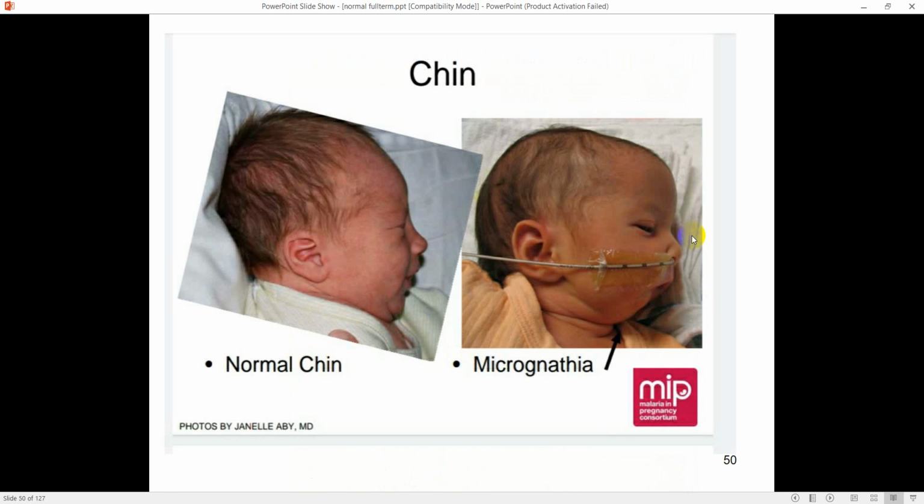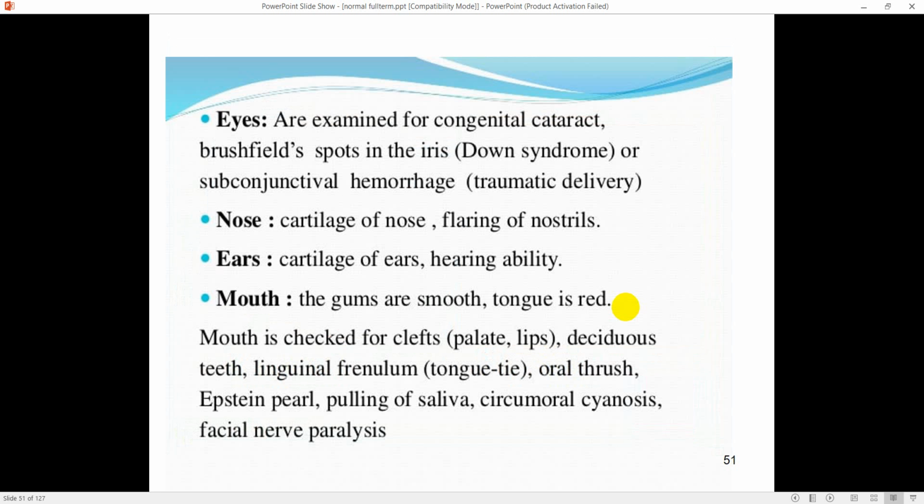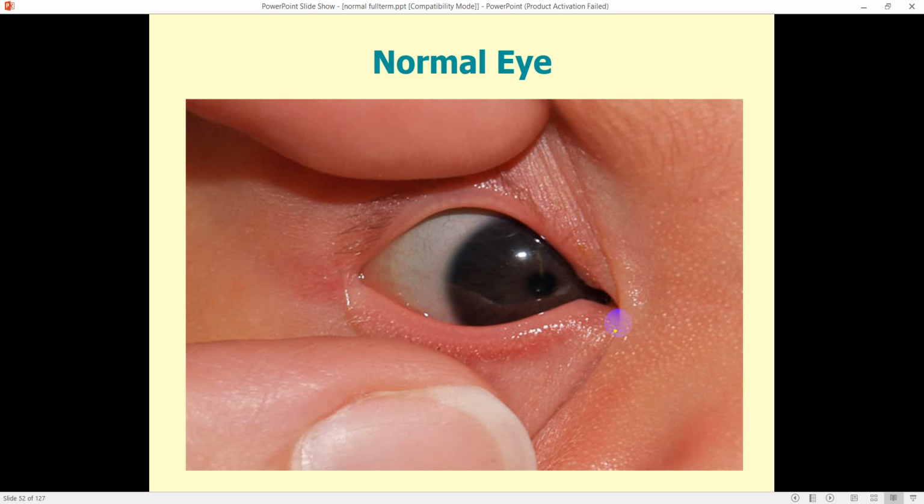We need to look at the shape of the face, at the chin. This baby has a normal chin, this is clear. But in this picture, on the right side, the size of the chin is so small. This is called micrognathia. We need to look at the eyes, nose, ears, and mouth to discover some abnormalities.